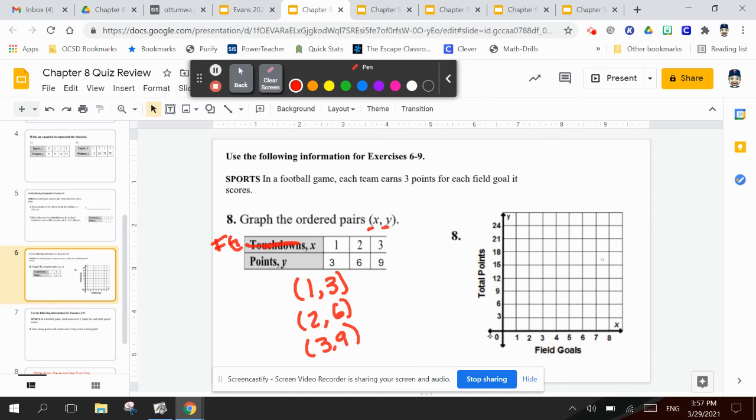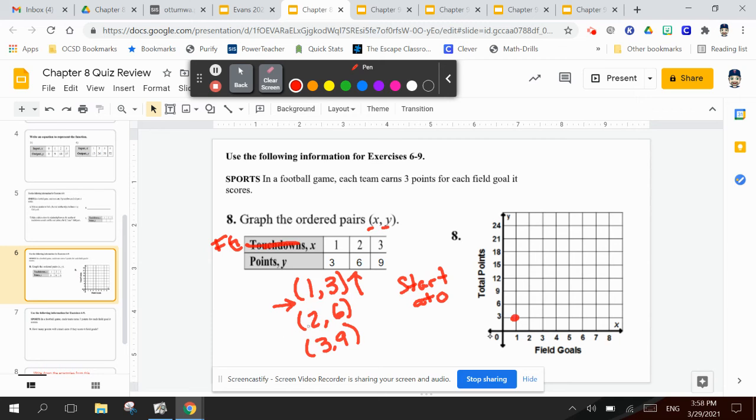So now I want to graph my data. So to graph, I start at 0. So here's 0. So to graph 1, 3, x tells me I move to the right 1. My y value tells me I go up 3. So I start at 0. I go over to 1, up 3, and I put my point. Notice that we're counting by 3s. So I don't have to go up to the third line. I'm looking at the 3.